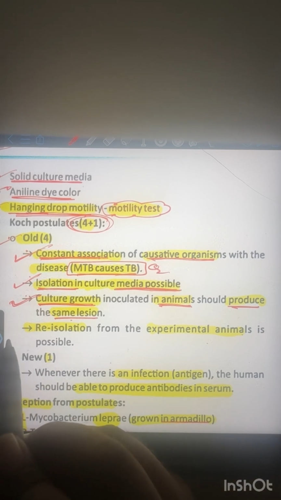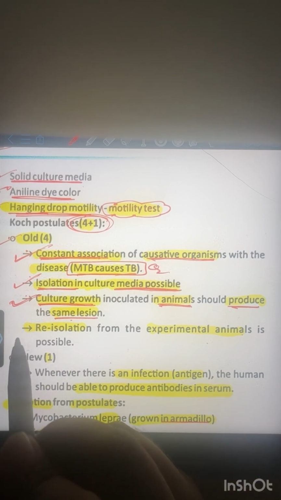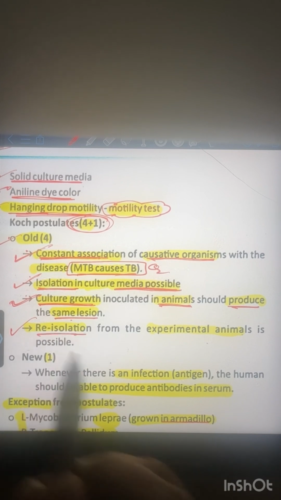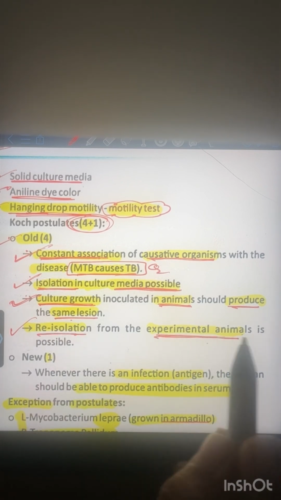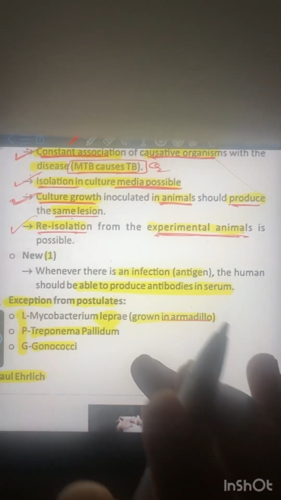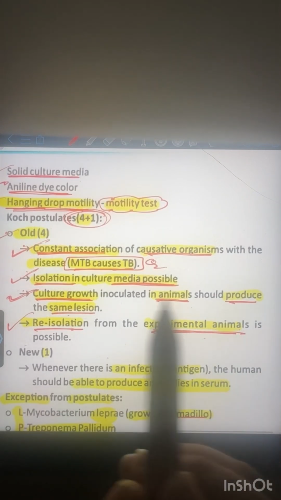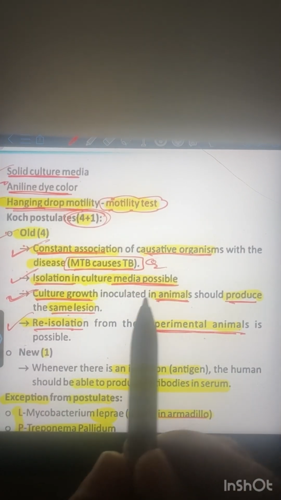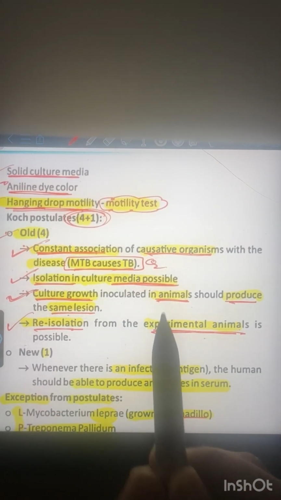And now from this animal, from this rat, if I try to re-isolate it, should I be able to grow it once again on a culture media? Yes, I should be. Just like you can grow it from humans, you should be able to grow it from animals also. So what are the 4 Koch postulates? Constant association, same organism, same disease always. You should be able to grow it in a culture media. You should be able to cause the same disease in animals, and you should be able to isolate it from the animals also.